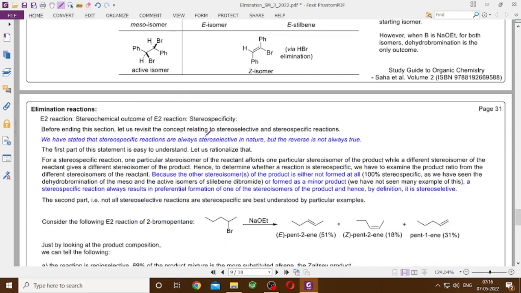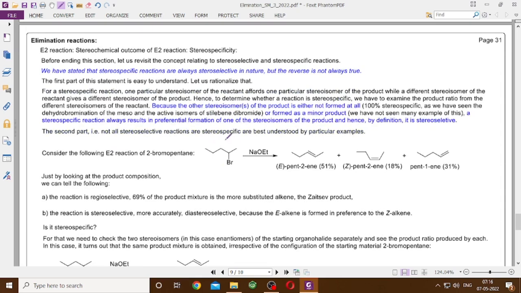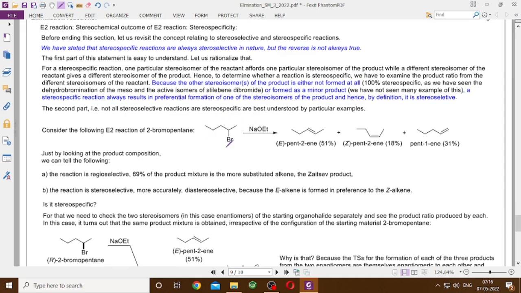But is the reverse always true? That means if I have a stereoselective reaction, is the reaction stereospecific? Here is an example where we are trying to demonstrate that that is not always the case. If you have a 2-bromopentane, this is a chiral center, so this molecule can exist in two different enantiomers, and you are doing the reaction with sodium ethoxide. You are getting E-2-pentene almost 50%, Z-2-pentene almost 18%, and pent-1-ene 31%.